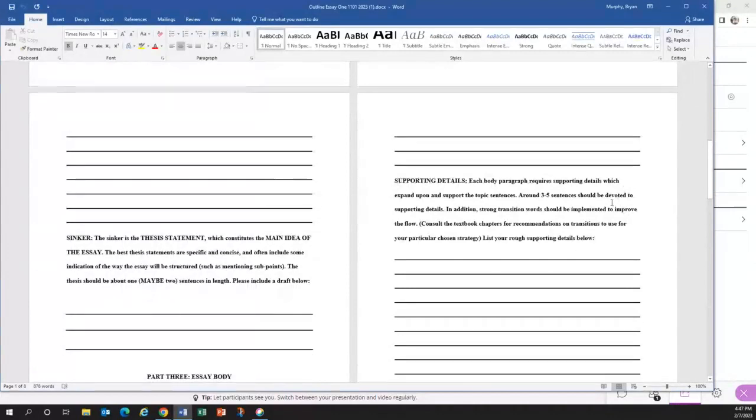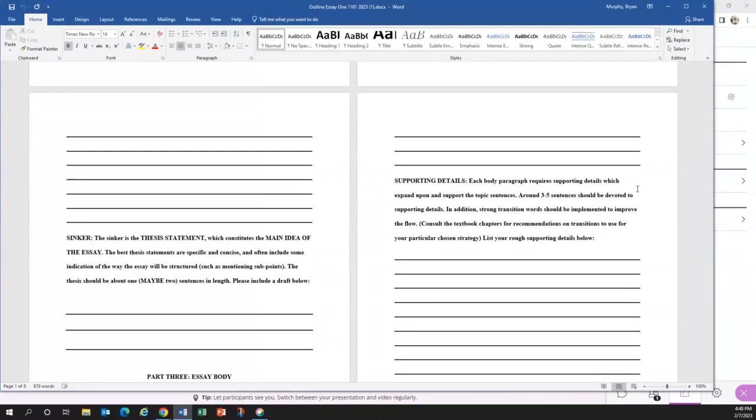So then, after the topic sentence, you need supporting details. Each body paragraph requires supporting details which expand upon and support the topic sentences. Around 3 to 5 sentences should be devoted to supporting details. In addition, strong transition words should be implemented to improve the flow. Consult the textbook chapters for recommendations on transitions to use for your particular chosen strategy.